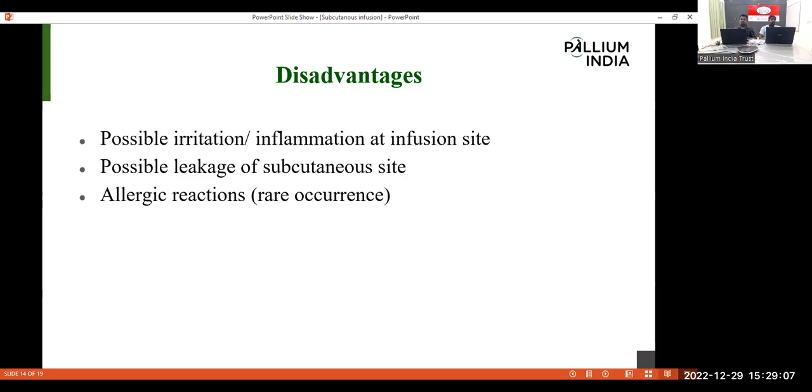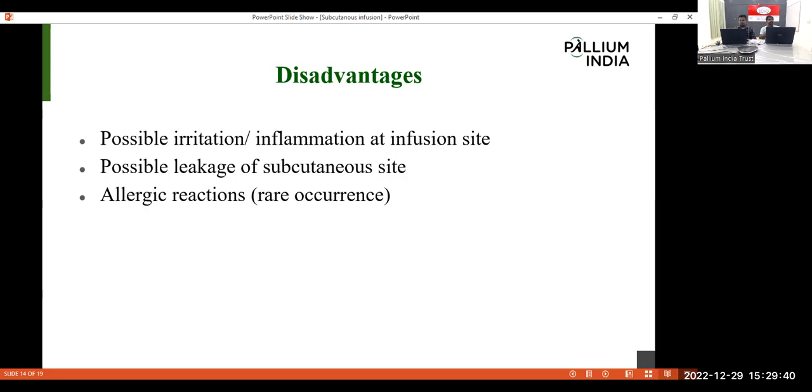Then, as with every procedure, there are some disadvantages also. First, possible irritation or inflammation at the infusion site. Already I told you it will not cause thrombophlebitis or pulmonary edema as happens with IV cannulation. But if any inflammation or irritation happens, it will affect only that site.